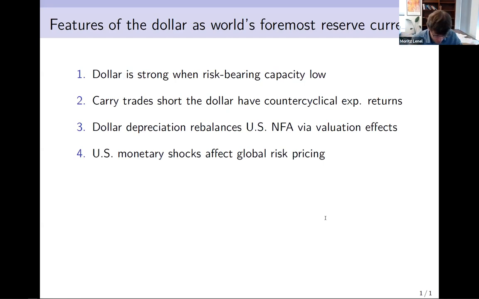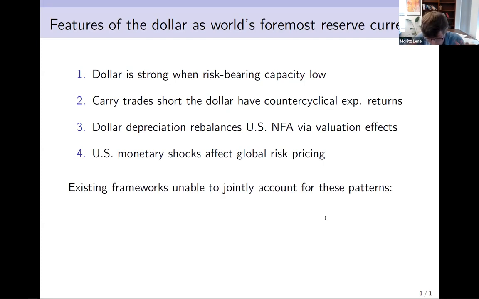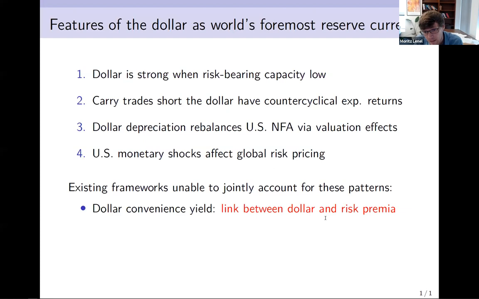And fourth, and this comes back to the monetary policy and risk premia story, US monetary policy shocks seem to affect the global price of risk by much more than monetary policy shocks elsewhere in the world. This is what Hélène Rey has called the global financial cycle. In the literature, there are two disjoint strands that try to speak to these patterns, that we would argue cannot jointly account for all of them. The first studies the time-varying convenience yield on dollar bonds, which naturally speaks to the carry trade features of the dollar, but doesn't explicitly explain the link between the dollar and risk premia.